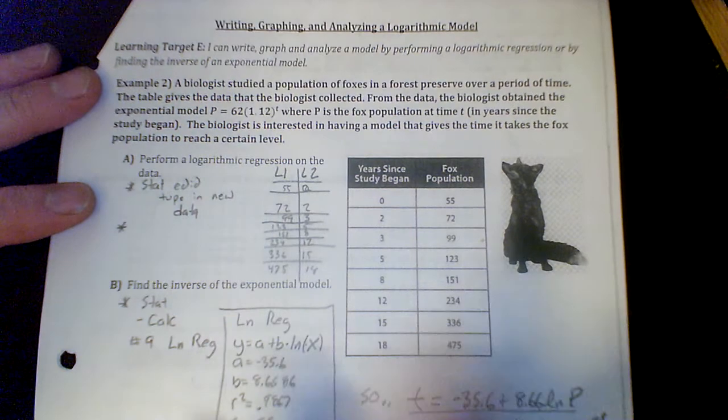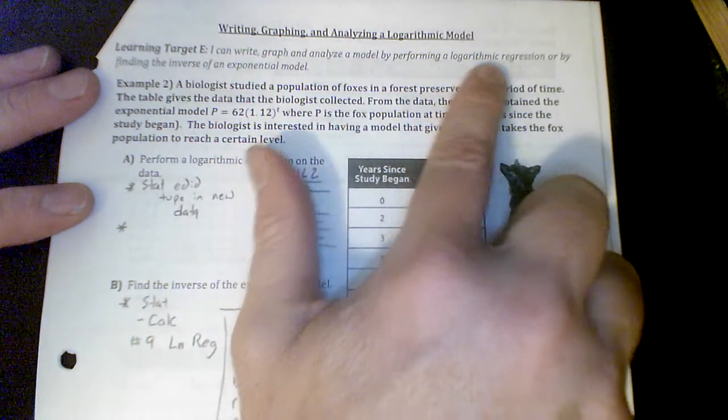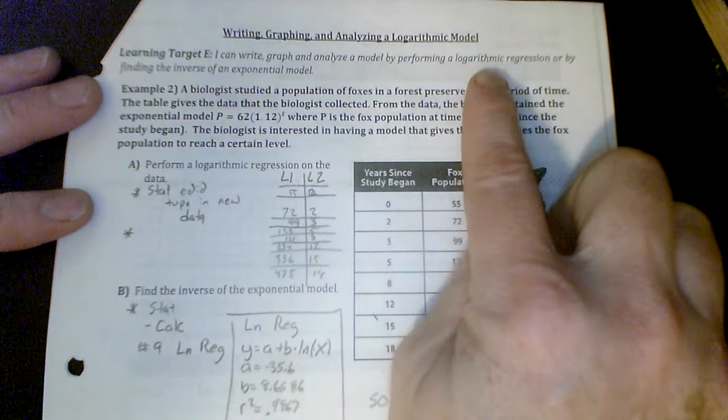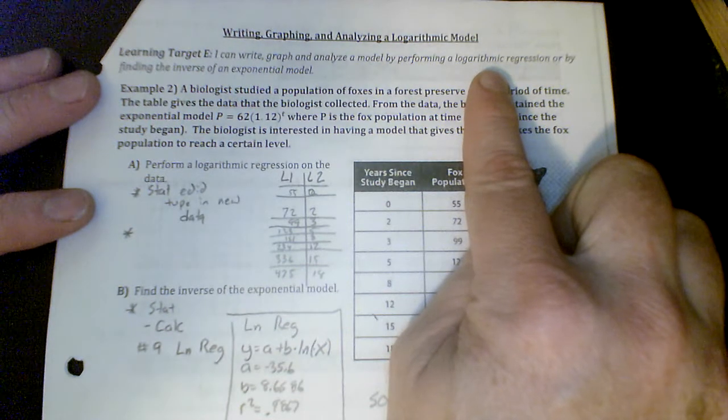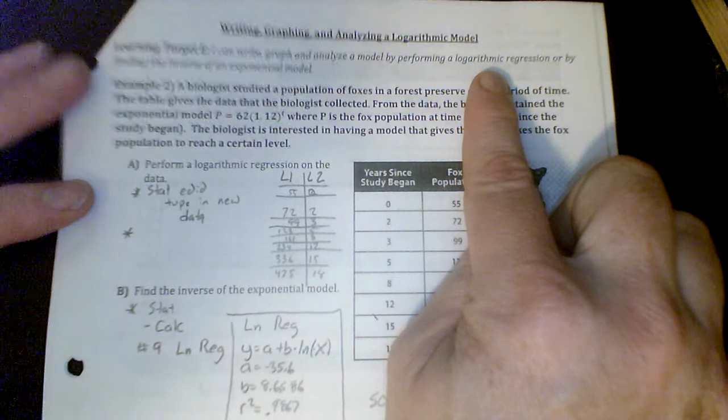If you look up here, it says I can write, graph, analyze, and model by performing a logarithmic regression. So that's the type of regression that's in your calculator. We've done linear, we've done a lot of regressions. And again, it's just when you have data and you get an equation.